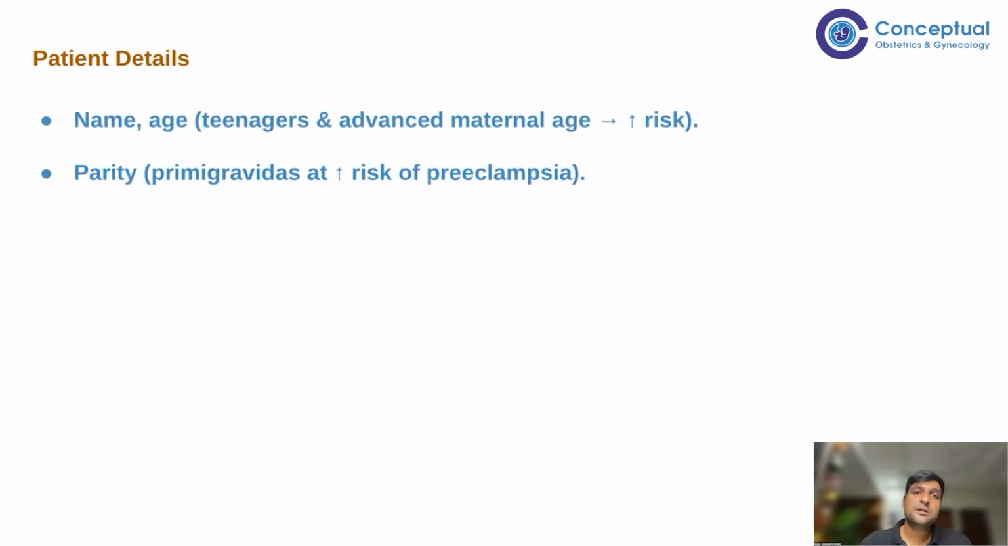What else would be important? The parity, because we know that primigravidas, and hence teenage pregnancies, are at a higher risk of preeclampsia, because for the first time there is exposure of the father's genes to the mother. So because of that, there could be a problem with the trophoblastic invasion, which can lead to preeclampsia, right? So parity, age, all of these are extremely important when you're taking history of preeclampsia.